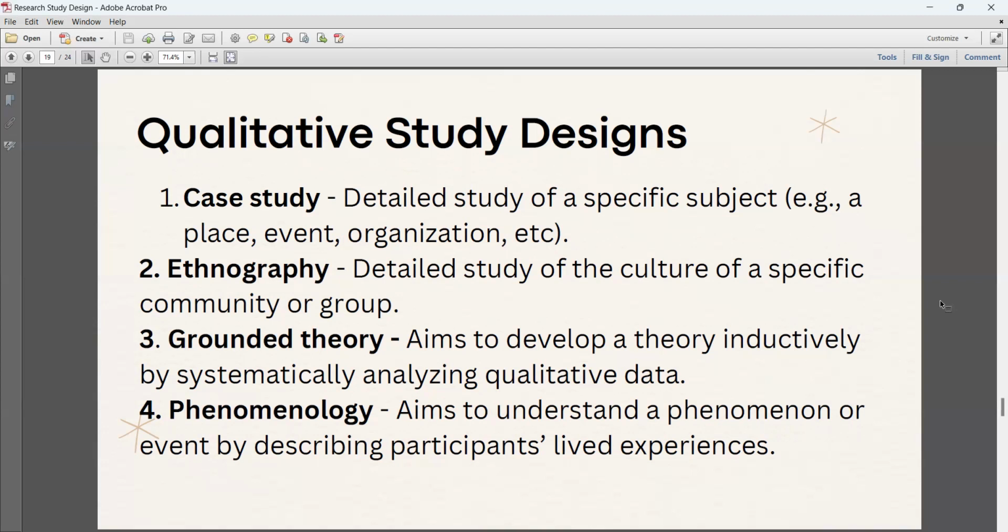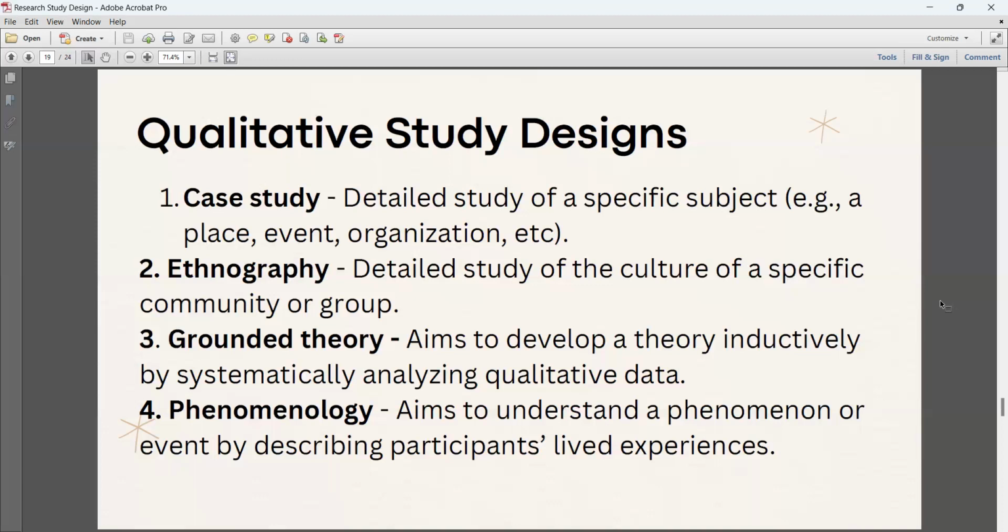We could also have what we term ethnography, where you try to understand the culture of a specific community. Remember, different communities have different cultures. So you may be interested in a particular culture of a community. For instance, why is it that from this particular community, we have this particular kind of behavior? We have this particular kind of religious culture. So that could be answered by an ethnography study design.